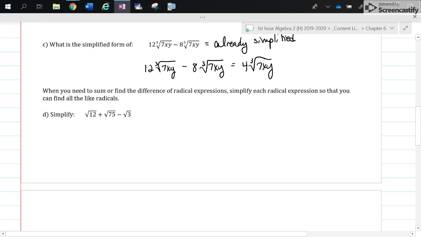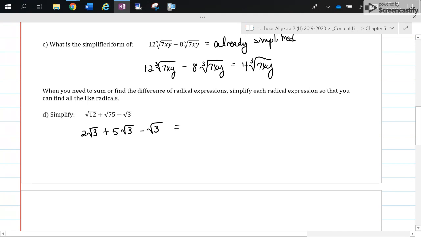So when we see radicals that are not the same, sometimes we can simplify before we notice that they actually are like radicals. So for example, the square root of 12 is the same thing as 2 times the square root of 3. And the square root of 75 is the same thing as 5 times the square root of 3. And then we have 1 times the square root of 3. So we actually do have like radicals here.